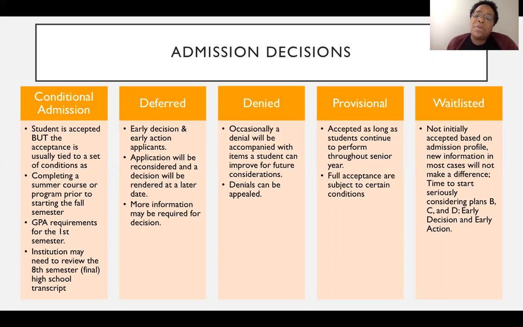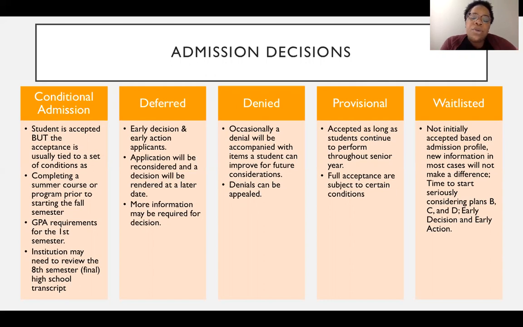Oftentimes, students may be denied, especially at public institutions, because they maybe didn't meet the ACT requirements or the test score requirements. So definitely make sure that if you get denied from a school and you are really interested in attending, you go through that appeals process. And your college advisor can be super helpful and help you go through that process.